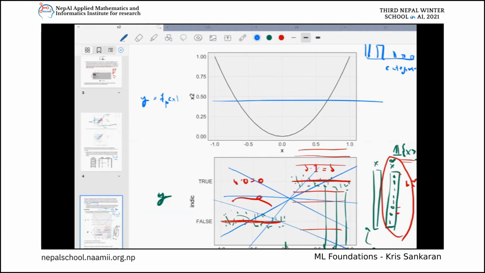Even though we're doing a linear fit, we're doing a linear fit of something that's inherently nonlinear. And if you do linear mixtures of nonlinear things, you still end up with nonlinear things. Okay.